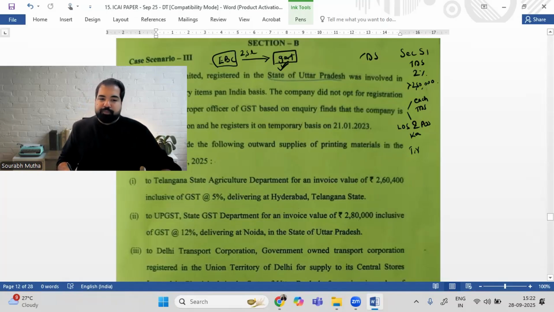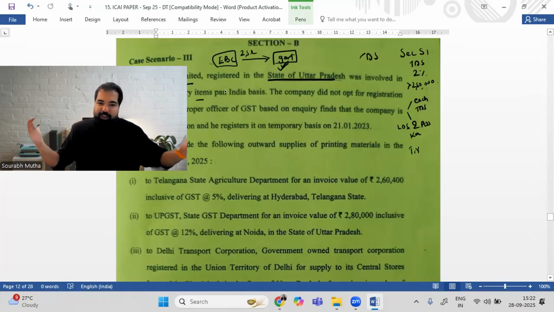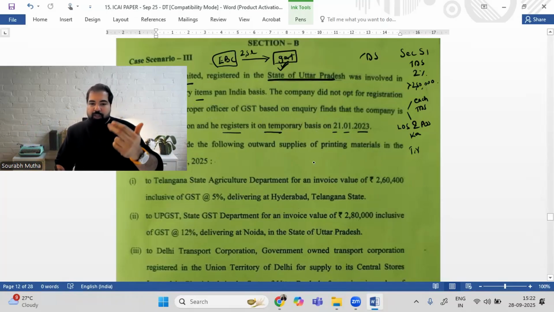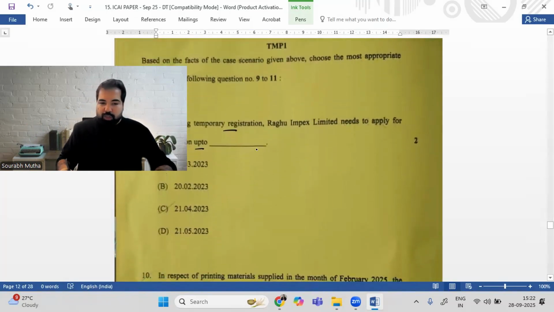Let's see. First, the TDS amounts. Raghu Impex Limited, registered in the state of Uttar Pradesh, was involved in supplying stationery items pan India. So they are in Uttar Pradesh but supplying pens, etc., across India. The company did not opt for registration under GST. The proper officer of GST, based on inquiry, finds that the company is liable for registration and registered it temporarily on 21st January 2023, as you have 90 days. So February, March, and April, by 21st April, you should get yourself either confirmed or you should appeal for it. So this is 21st April. This is the right answer.